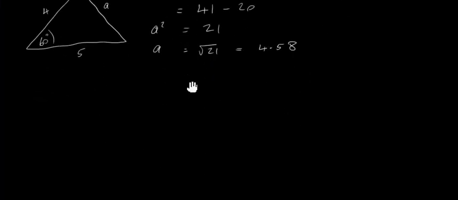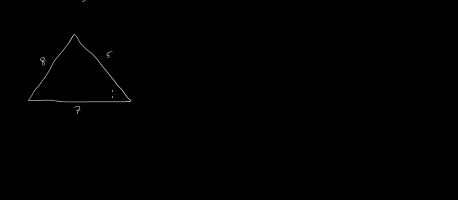Let's have a look at another one. Now you can also use the cosine rule if you have the three sides of a triangle. So let's take this triangle here. Let's take this length as 8, this length as 5, this length here is 7, and we will try and find this angle here, we'll call it A.